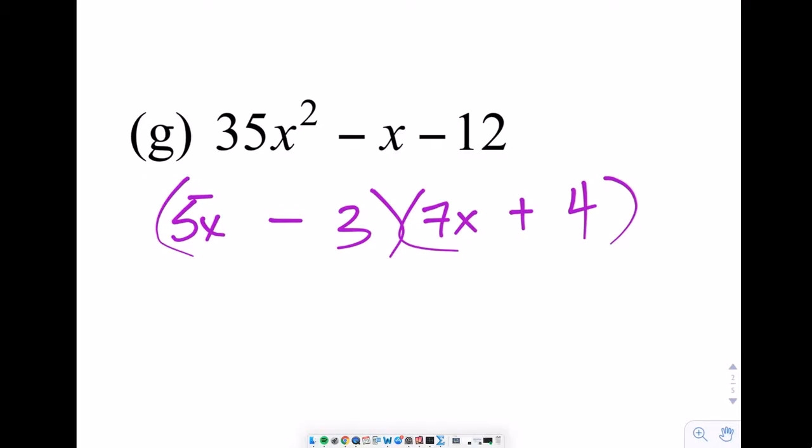Now those are completely factored because they're linear factors and there is no constant factor other than 1 or negative 1 that you could factor out. So there you go. So sometimes trial and error is not a bad choice either.